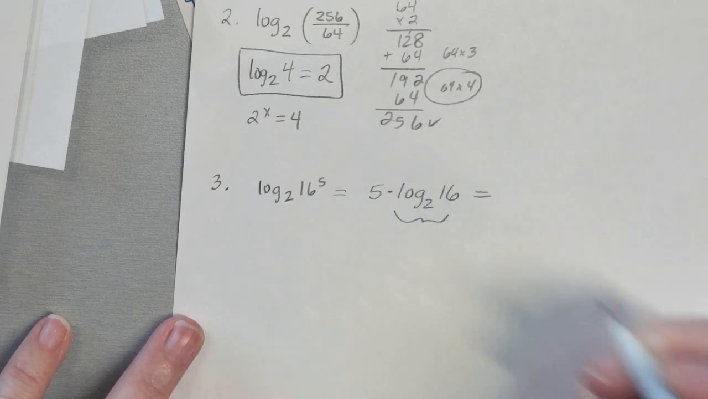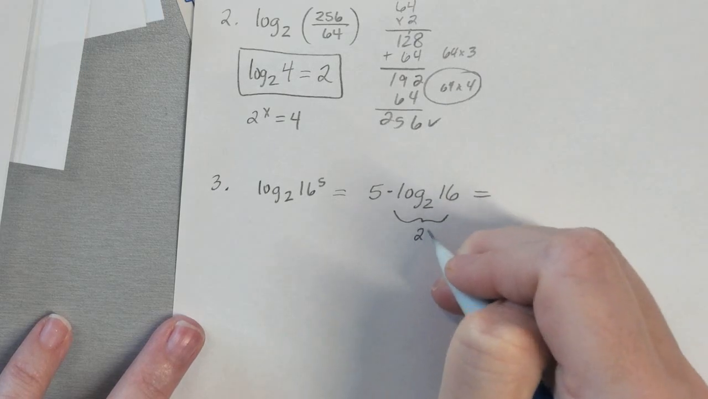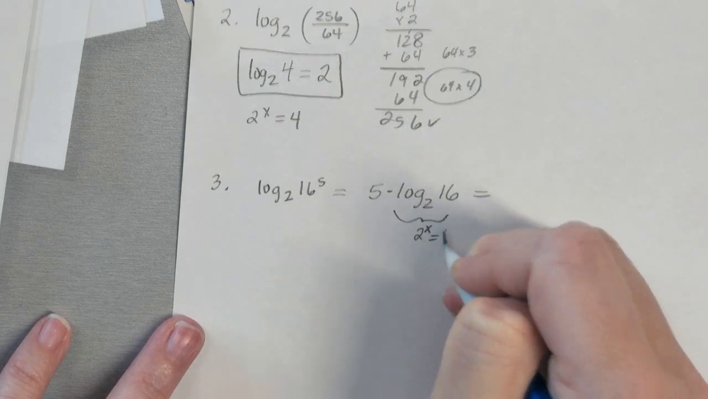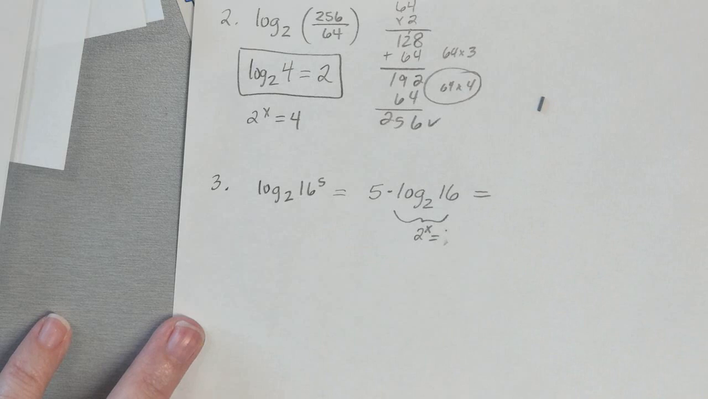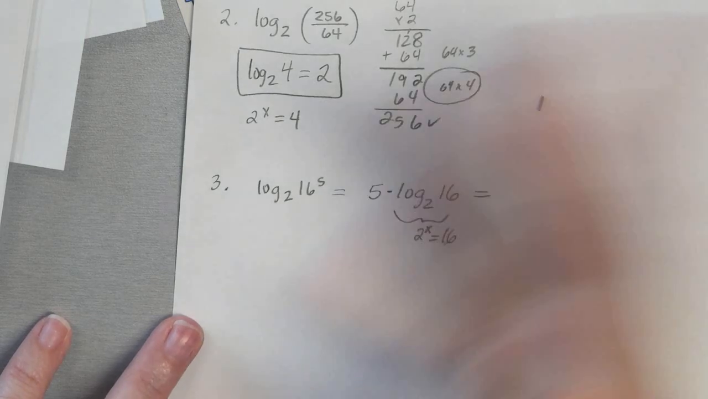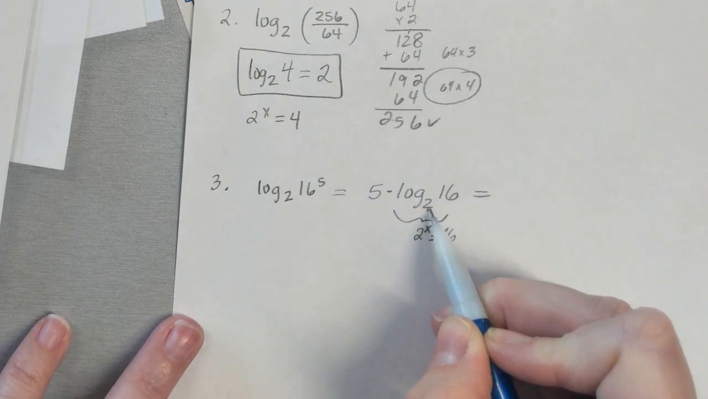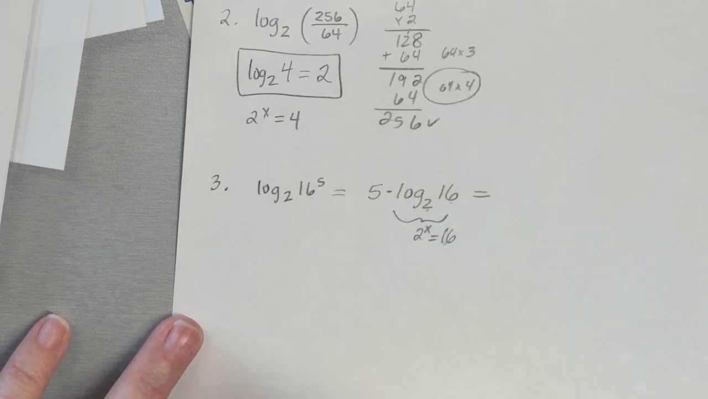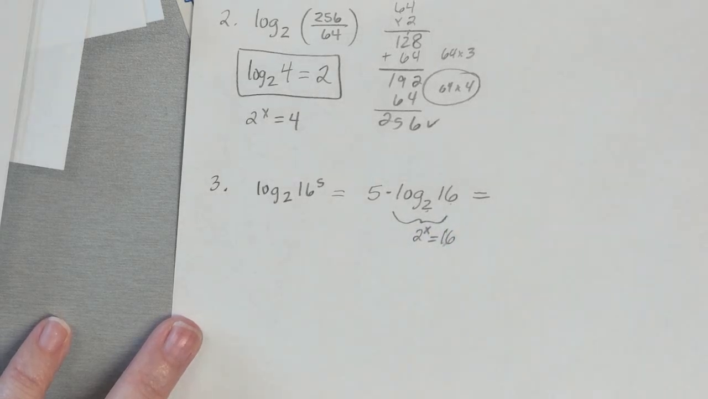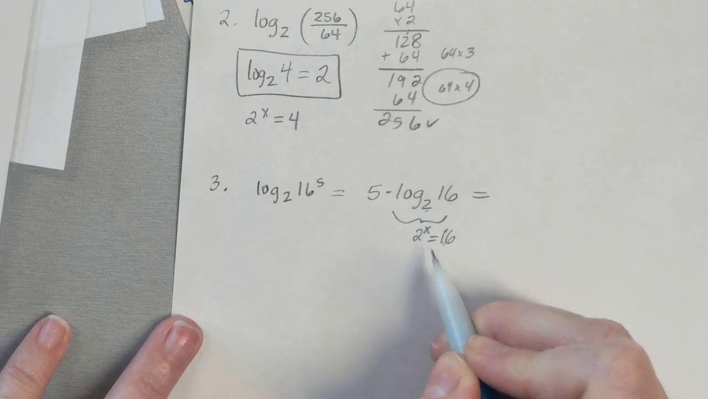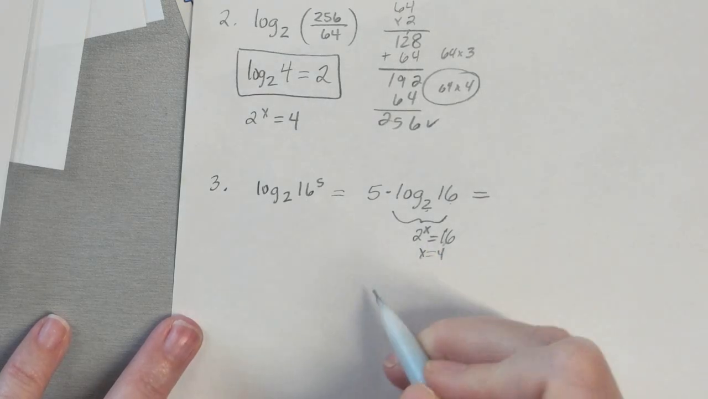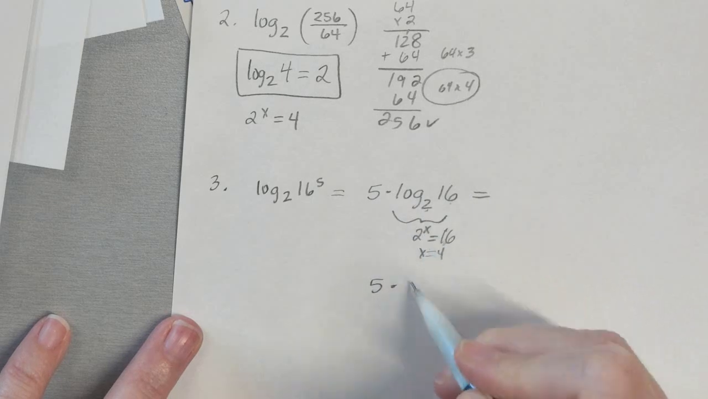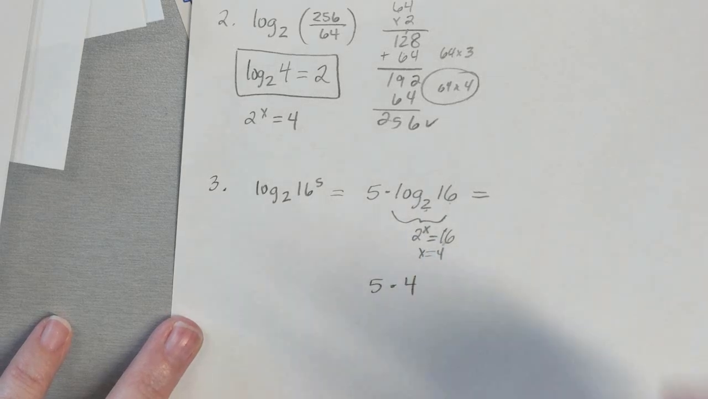Whenever you have log base 2 of 16, you are answering this question. 2 to what power is 16? That's what the log is. The log is the relationship between the base, okay, and whatever this exponent is going to be to get your value of 16. So 2 to what power is 16? 4. Okay, so that means you have 5 times 4, which is what?